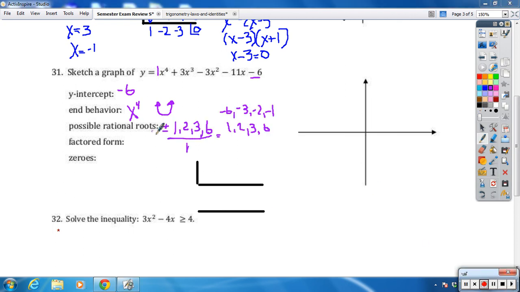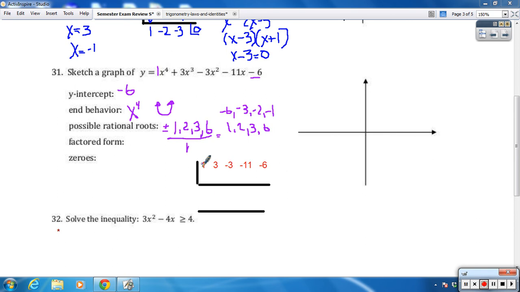Okay, so I've listed out all the possible roots of 6 over 1. Since everything's over 1, I don't have to worry about the fractions. So there are 8 possible roots: negative 6, negative 3, negative 2, negative 1, 1, 2, 3, and 6. Okay, so now we're going to use these possible rational roots to find our zeros and our factored form.